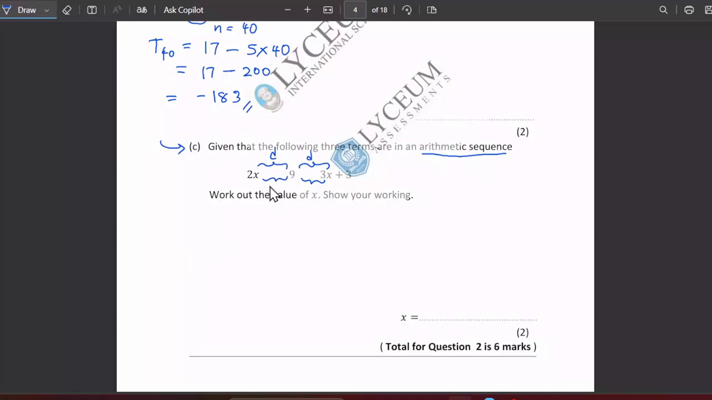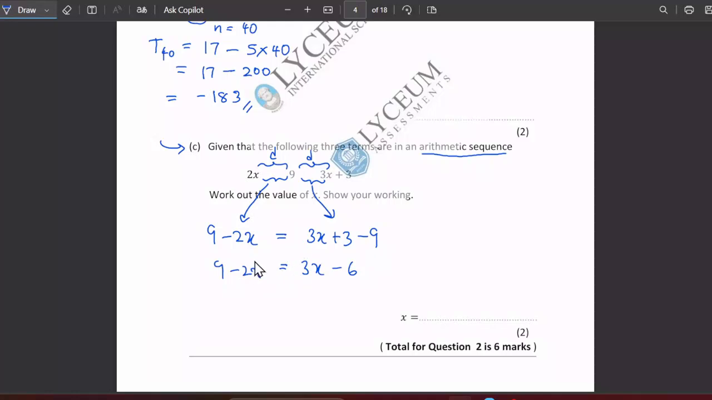So using these two terms, we can get the common difference 9 minus 2x. Always subtract the previous term from the next term. So this should be equal to the common difference between these two, 3x plus 3 minus 9. Okay. Then we can simplify: 3x minus 6 equals 9 minus 2x. Now we have to take x terms to one side and the numerical terms to the other side.